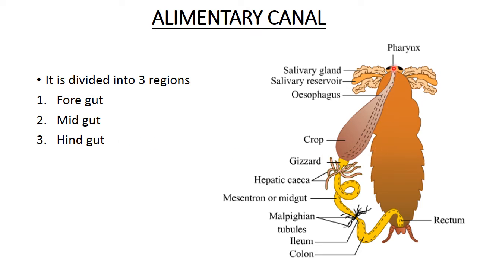So what all comes in this foregut? First is the mouth, which will lead into the pharynx. Pharynx is going to lead into a short tubular esophagus, and in the esophagus there is a sac like structure, the crop, in which food will be stored. The crop is going to lead into the gizzard, which is very muscular, hard to touch, and has external circular muscles.